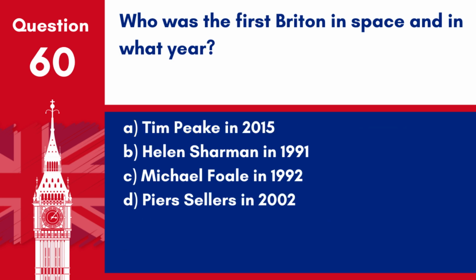Question 60. Who was the first Briton in space and in what year? A. Tim Peake in 2015. B. Helen Sharman in 1991. C. Michael Foale in 1992. D. Piers Sellers in 2002. Answer: B. Helen Sharman in 1991. Helen Sharman was the first Briton in space, having flown on a Soyuz spacecraft to the Mir space station in 1991.